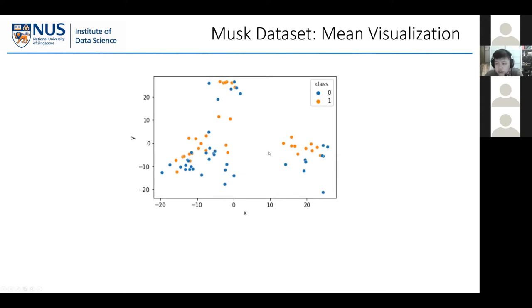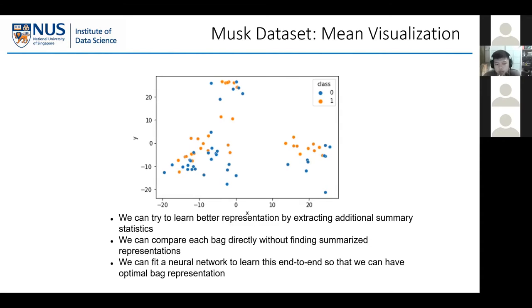But at least from this, we can tell that if we were to classify these examples from just this PCA plot, we can probably draw circular lines here in the middle to separate the musky molecules from the non-musky molecules, and we should have decent performance. So that is one way we can do this. We can just average all the features and train a single instance classifier.